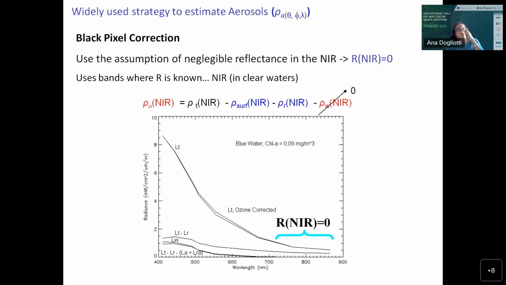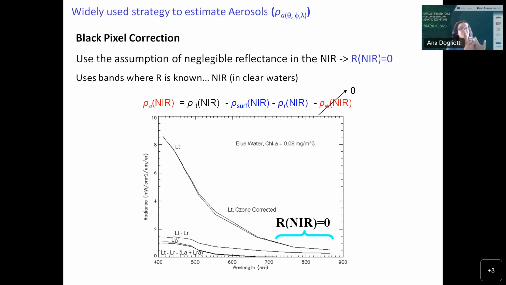What I want to mention is the typical or standard atmospheric correction, which uses the black pixel correction assumption. In a few words, this atmospheric correction uses the assumption that the reflectance in the near infrared is 0. As I mentioned before, one of the characteristics of water absorption is that it's really high in the near infrared. So basically, it's really absorbed. As soon as the light arrives to the water, it's mainly absorbed.